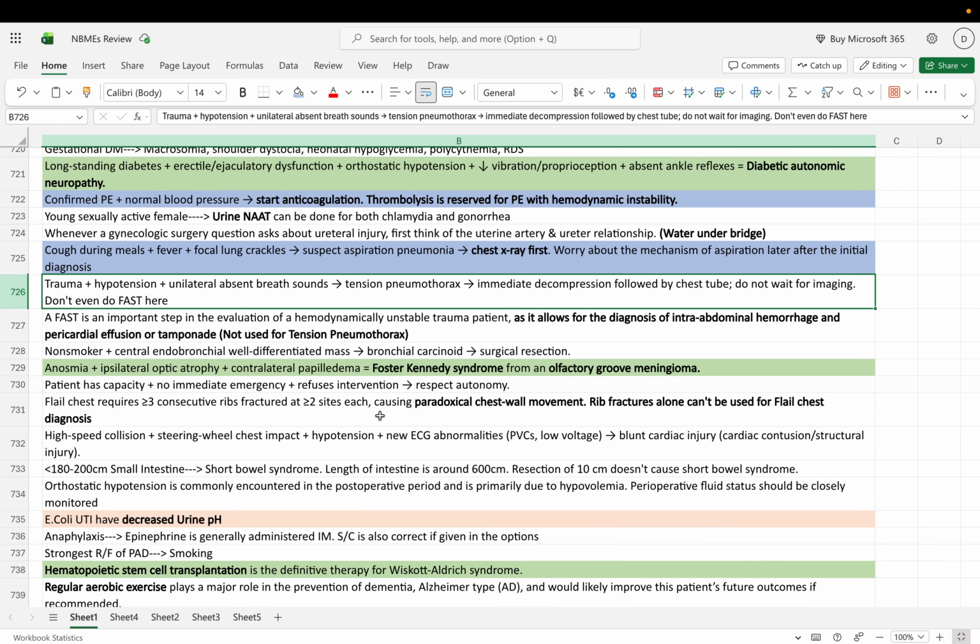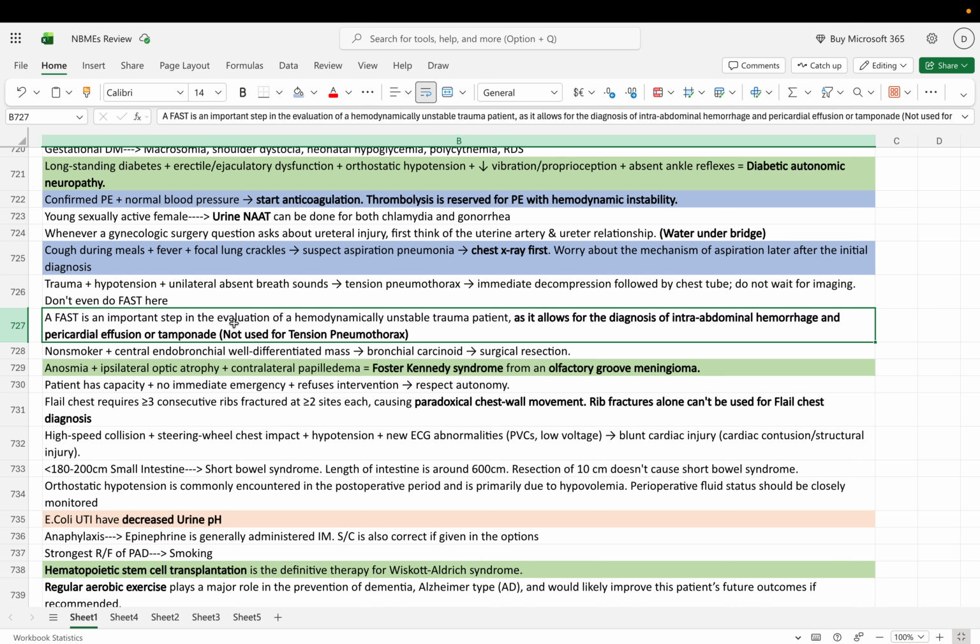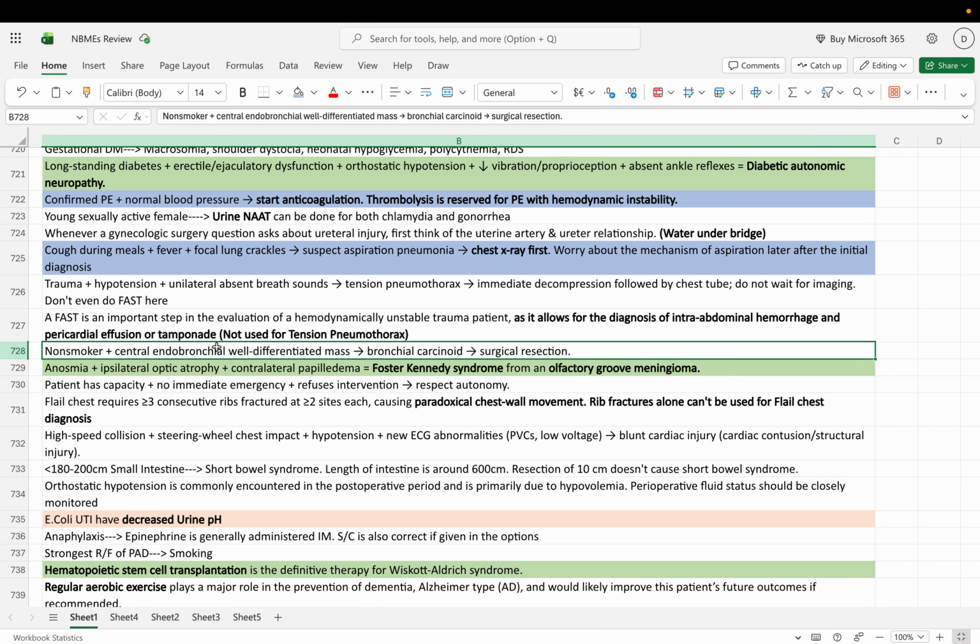Trauma plus hypotension plus unilateral breath sounds classically indicates tension pneumothorax. Do immediate needle decompression at the fifth intercostal space in the mid-axillary line, followed by chest tube placement. Do not wait for imaging. Don't even do FAST here. A FAST is an important step in the evaluation of a hemodynamically unstable trauma patient, as it allows for the diagnosis of intra-abdominal hemorrhage and pericardial effusion or tamponade. It is not used for tension pneumothorax.